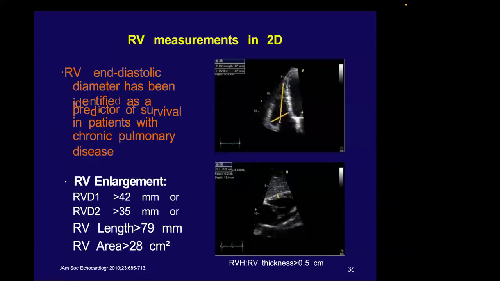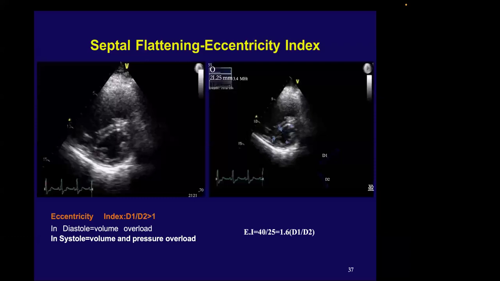RV measurement in 2D. RV end diastolic diameter has been identified as a predictor of survival in patients with chronic pulmonary disease. RV enlargement: RV D1 more than 42, D2 more than 35, and length 79. RV area more than 28 square centimeters. RVH is RV thickness more than 0.5 centimeter. The septal flattening and eccentricity index.